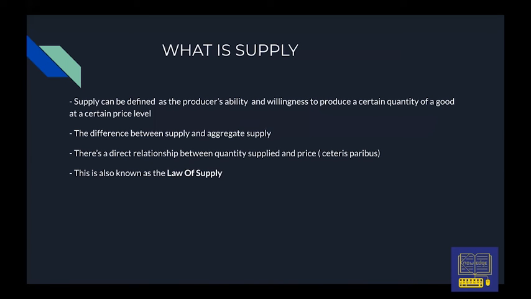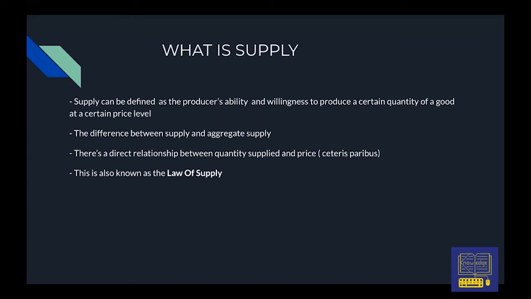Now that we've finished with demand, we will move on to supply. Now, supply can be defined as a producer's ability and willingness to produce a certain quantity of a good at a certain price level. Just like with demand and aggregate demand, there's a difference between supply and aggregate supply as well. Supply refers to the output of a particular firm or a particular producer, whereas aggregate supply refers to the total production of all the firms and all the producers in the economy.